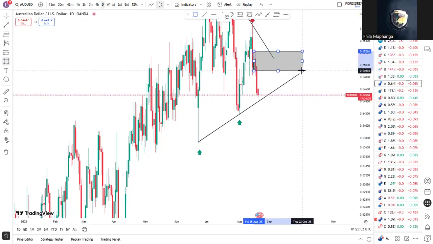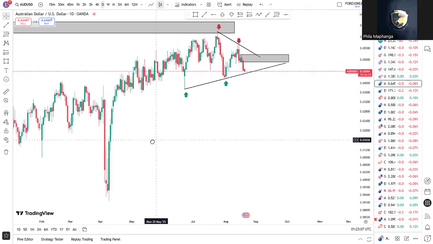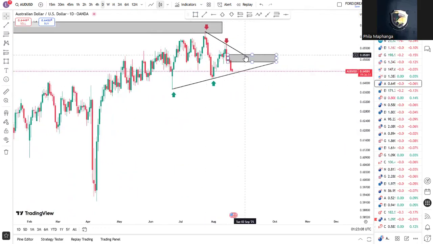Up there, we have a continuation pattern. The continuation pattern that you see up there will also match with the trend line. But then you'll find more information as you are going down the time frame. So what I'm going to do right now, I will remove this continuation pattern and move to the 4-hour chart.